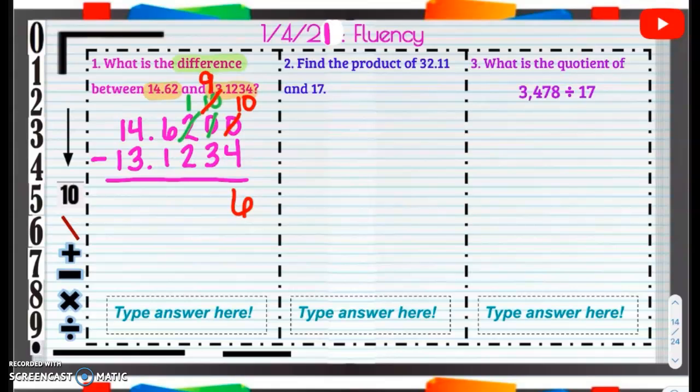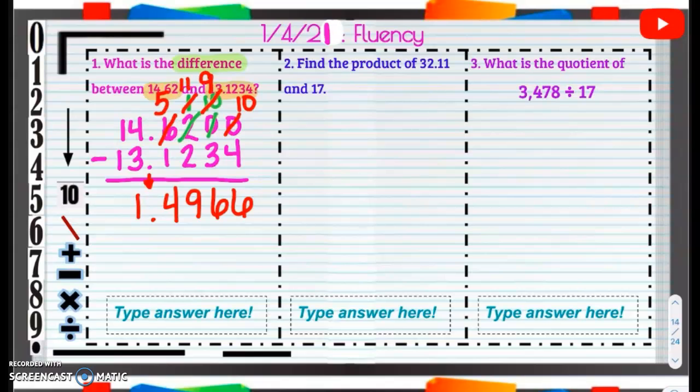9 minus 3 is going to be 6 as well. 1 minus 2 we cannot do, so we're going to have to borrow from this 6 to make that a 5, to make this 1 an 11. 11 minus 2 is going to be 9. 5 minus 1 is 4. What do I do with that decimal? Drop it like it's hot. 4 minus 3 is 1, and 1 minus 1 is 0.